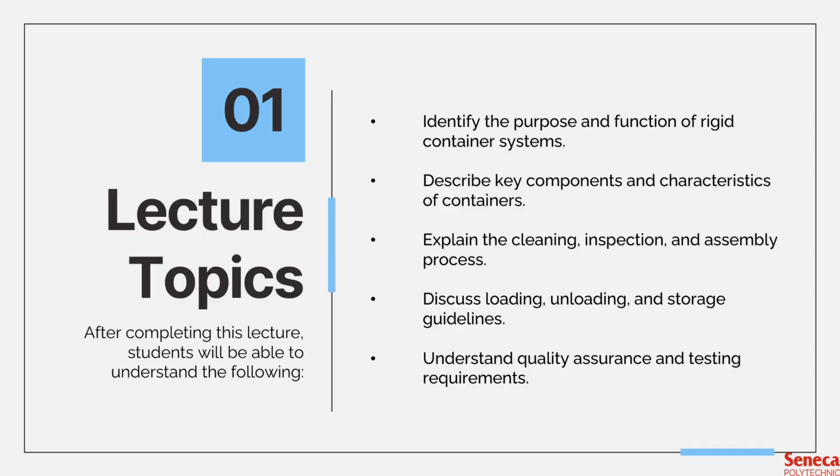So here are our key learning outcomes for this session. We'll start by identifying the purpose and function of rigid container systems. We'll describe their components and construction and how those affect performance. We'll review the cleaning, inspection, and assembly process for containers. We'll also go over loading, unloading, and storage best practices. And finally, we'll finish with quality assurance and testing requirements, which ensure that these systems maintain sterility and meet regulatory standards.